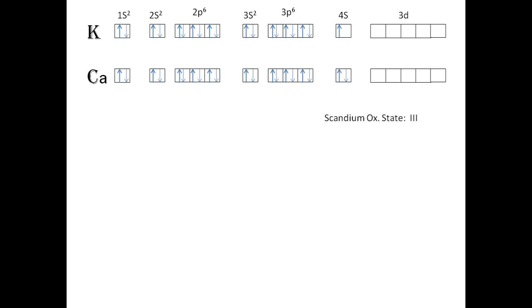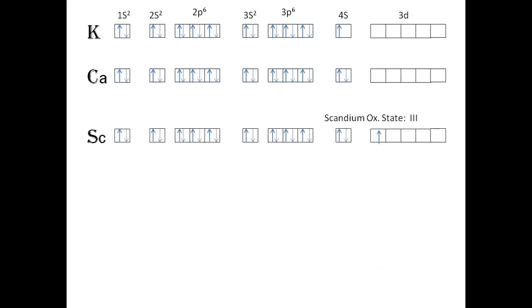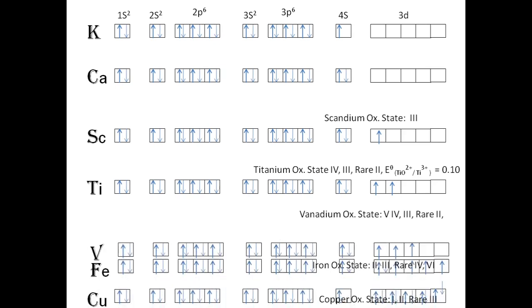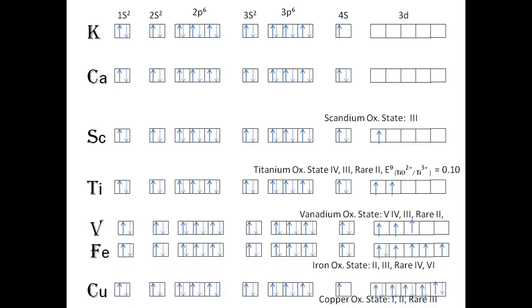So potassium and calcium are non-transition elements, and they have valence electrons in 4s. Never mind 1 or 2, they will go when an outsider oxidant like oxygen comes. But now start with scandium. Scandium has 3 valence electrons, titanium has 4 valence electrons, and for vanadium, iron, copper, whatever electrons they have, it has been shown here.